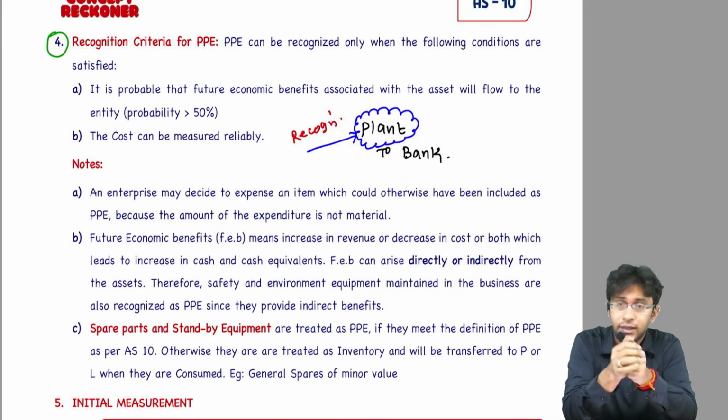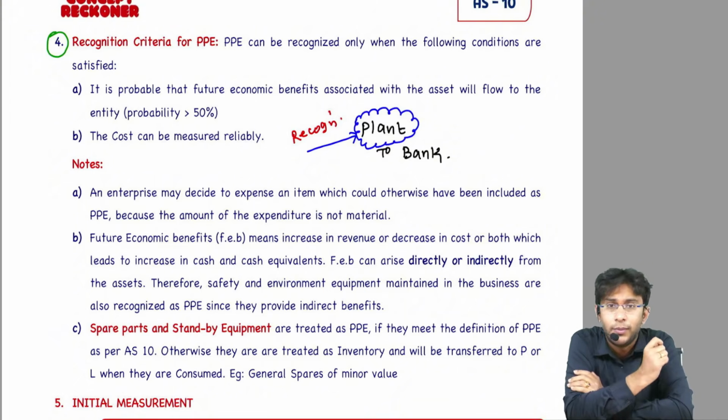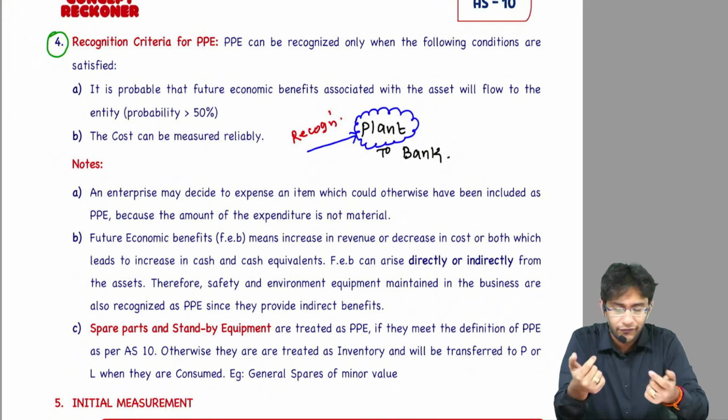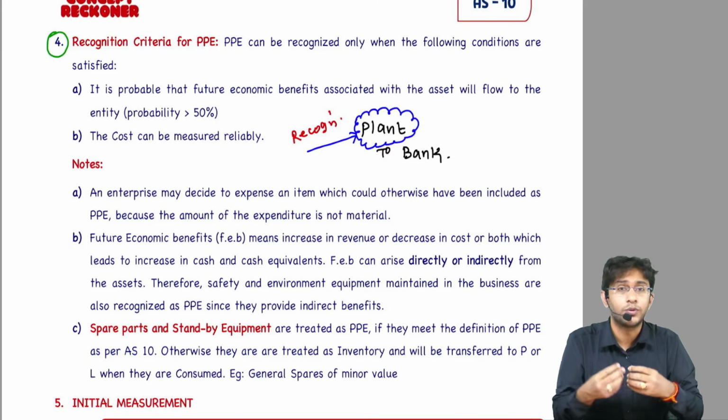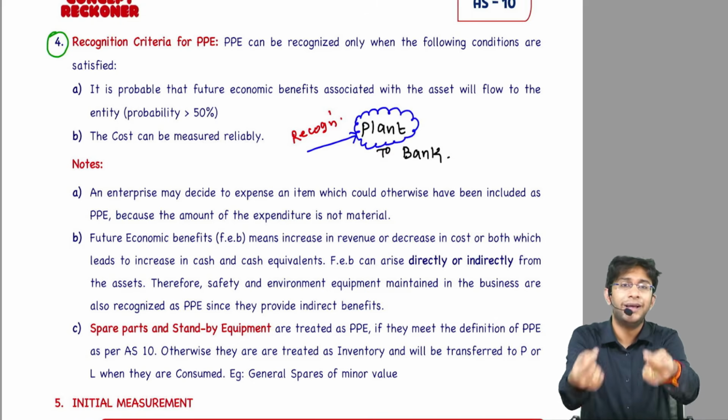Condition number 1, it must be probable that the future economic benefits associated with the asset will flow to the entity. That means, the asset is supposed to give you some benefits. You should have a belief that those benefits will be enjoyed by the entity.